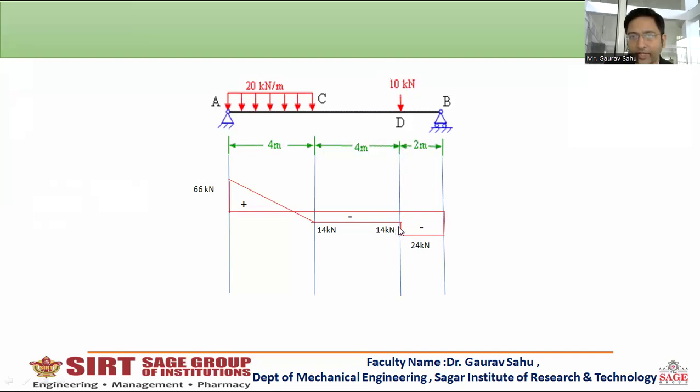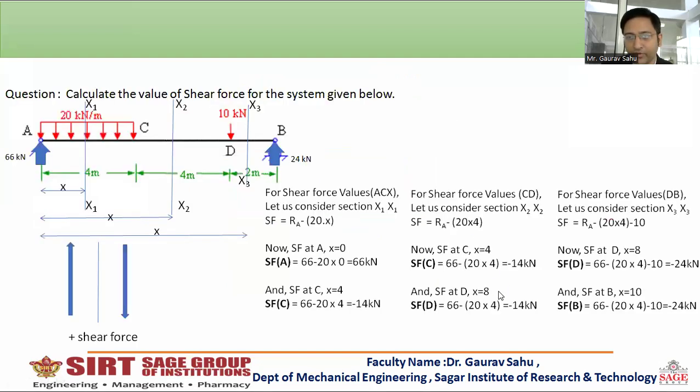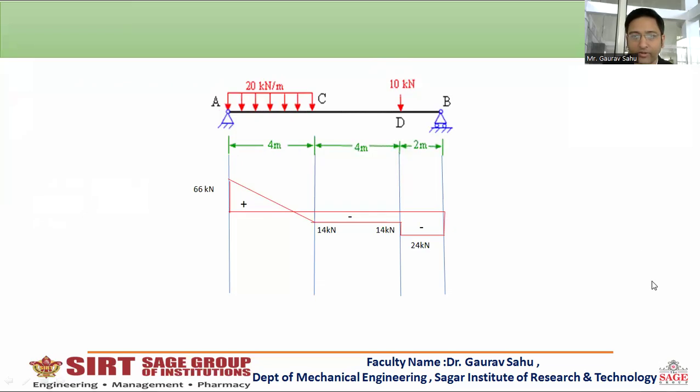So there is a difference of 10 kilonewton. At point B, the value is minus 24. You can easily check it is minus 24. So here we have drawn the shear force diagram. In our next video, we will learn how to draw the bending moment diagram for this beam.